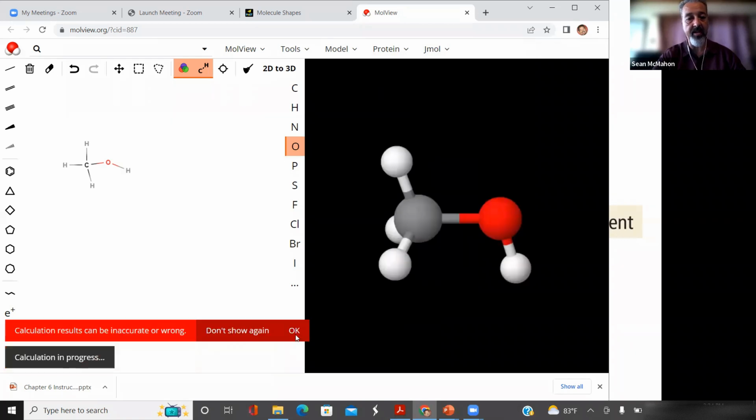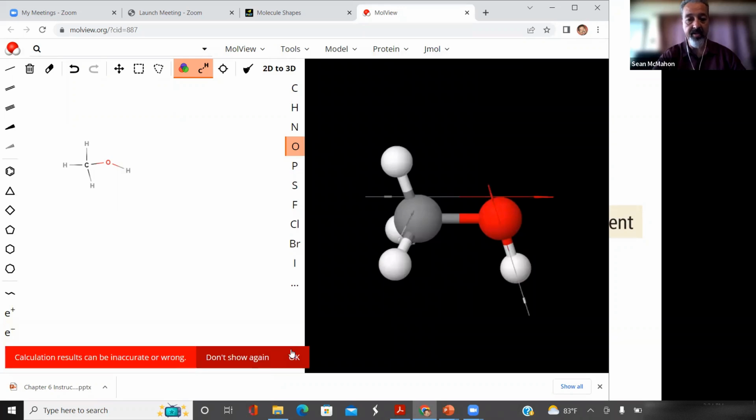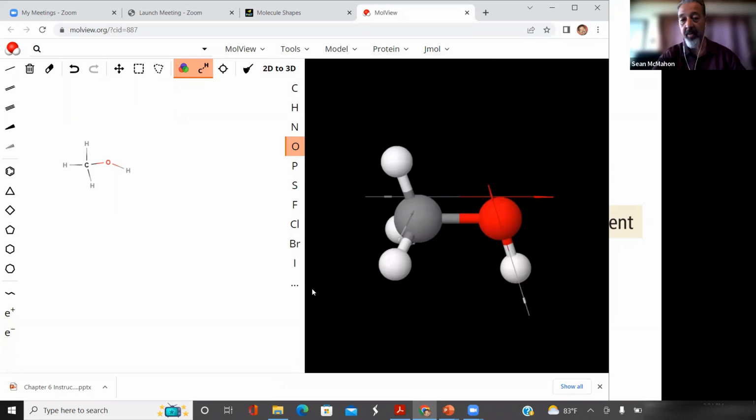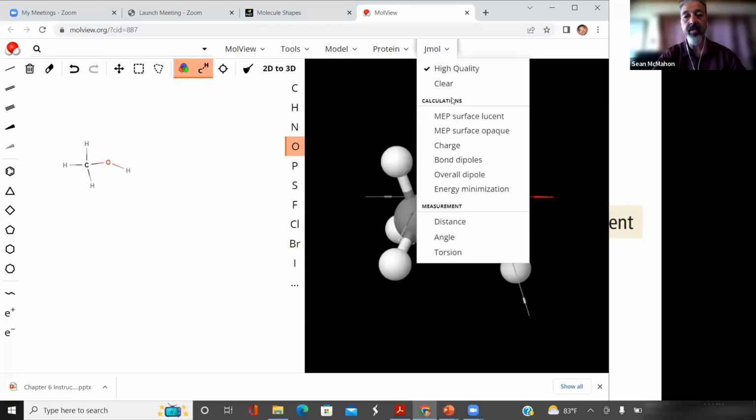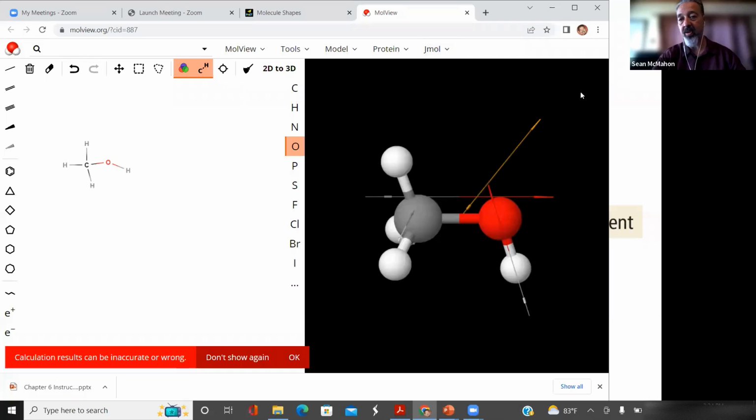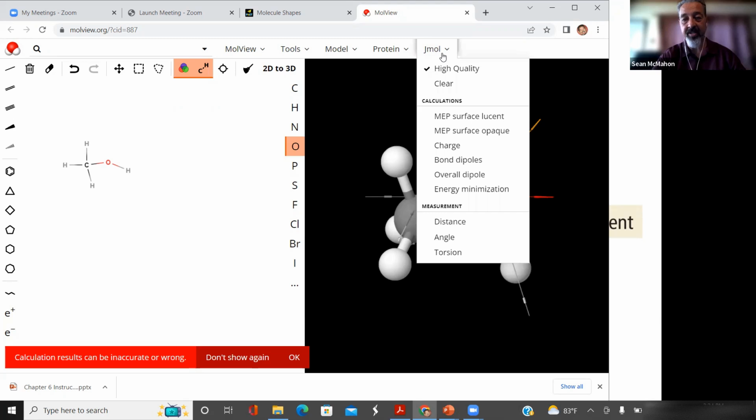They used to do that. Oh, there it is. There's the dipoles. I'll talk about what that is. You could also show the net dipole, the overall dipole. So we're seeing that the dipoles are on the side of the oxygen. I'll explain that. We also see all the dipoles pulling in different directions. That's why this is a polar molecule.